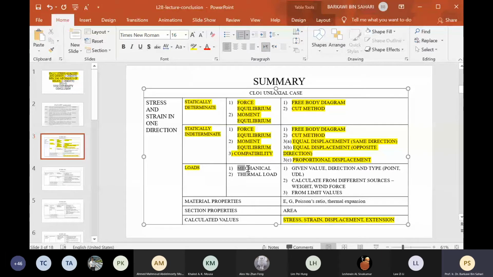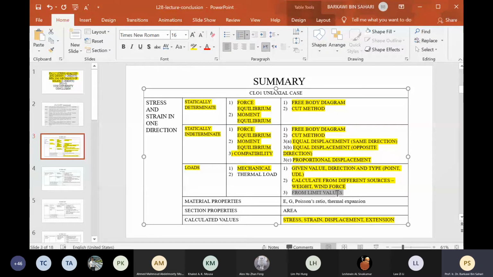For the uniaxial case, we have mechanical loads which generate mechanical stresses, strain, and displacement. And the mechanical loads include given values. In other words, a given point load or distributed load. Some are not given a value, but are given what the component is going to bear. In other words, the weight it is going to work on. So this one we call it loads from different sources. It's not a given point load. Most of the time it's the weight, but I think we gave you one example on wind force that generates mechanical loads on this system.